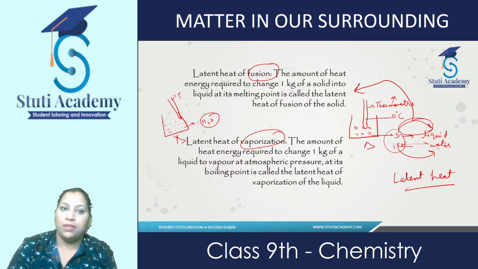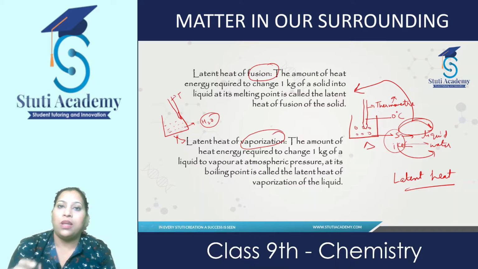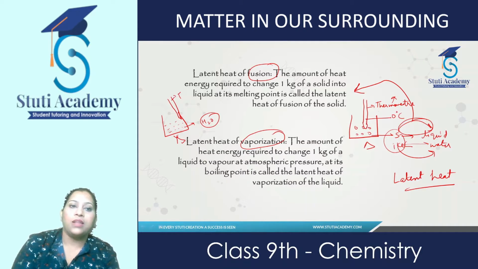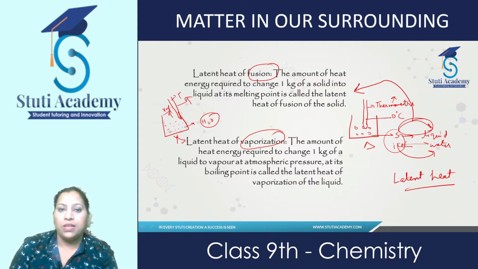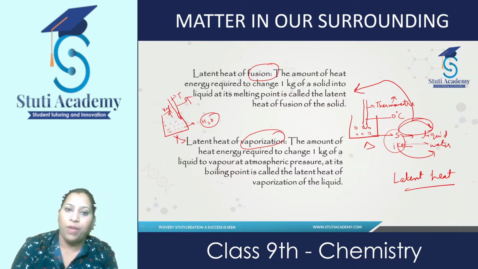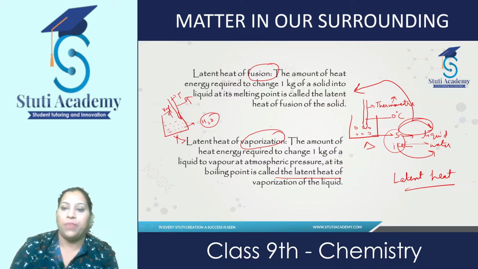When we provide heat to this liquid, the temperature in the thermometer does not rise until and unless it starts boiling. When it starts boiling, it converts into vapor form, and only then will we see a rise in the temperature in the thermometer. So this heat, which is required to change 1 gram of a liquid to a vapor at atmospheric pressure, is known as the latent heat of vaporization of that particular liquid.